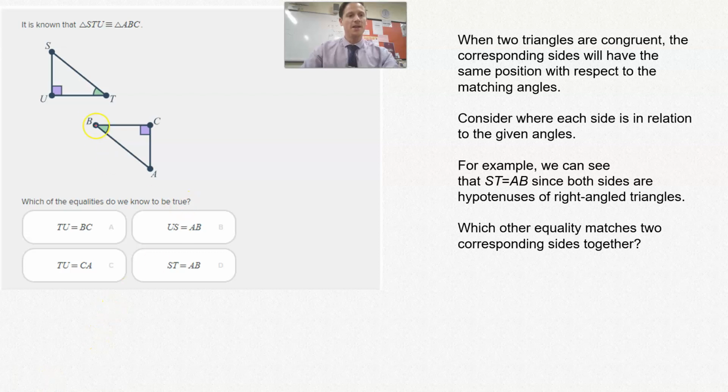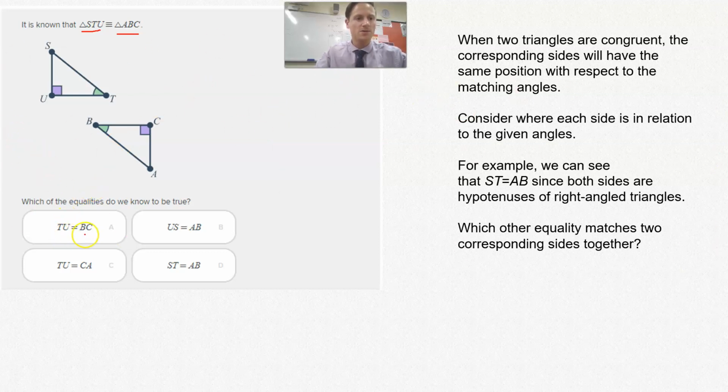Okay, so this question here, we have, it is known that triangle STU is congruent to triangle ABC. So we've already proven it, so we're working backwards a bit. So when two triangles are congruent, the corresponding sides will have the same position with respect to the matching angles. So we need to consider that, okay? So which of the equalities do we know to be true? So let's see if we can figure these out.